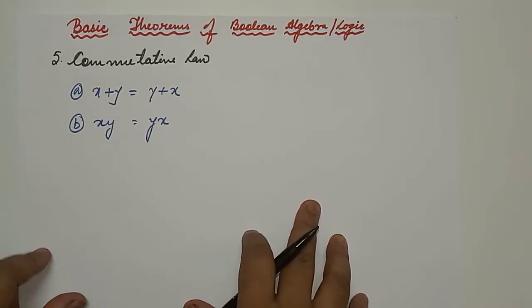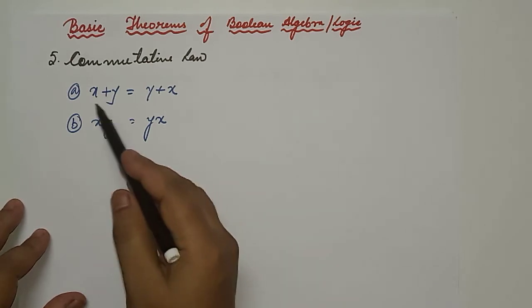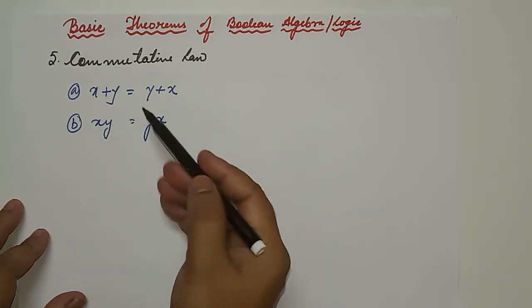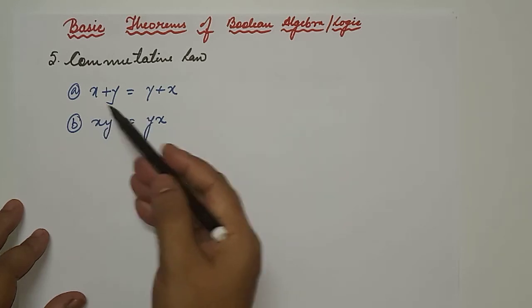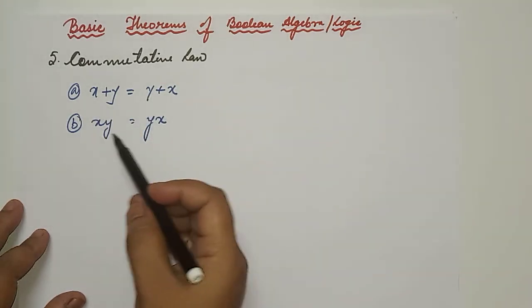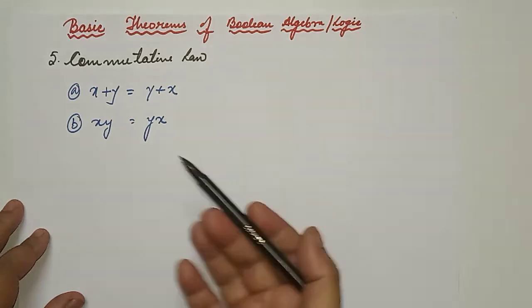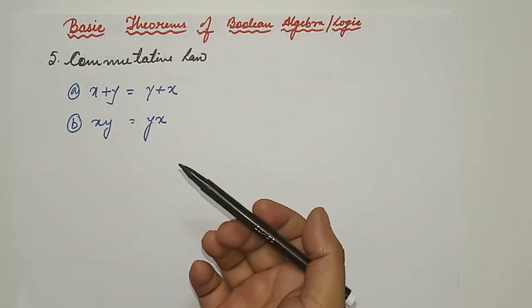Next is commutative law. It is very easy. X plus y is equals to y plus x. That means if we reshuffle the sequence of the variables, we will get the same output. Xy is equals to yx. So this is very simple. There is nothing to explain you. This is what the commutative law.